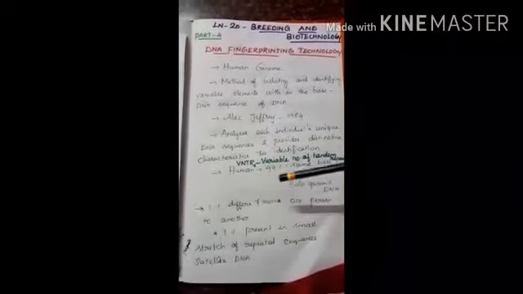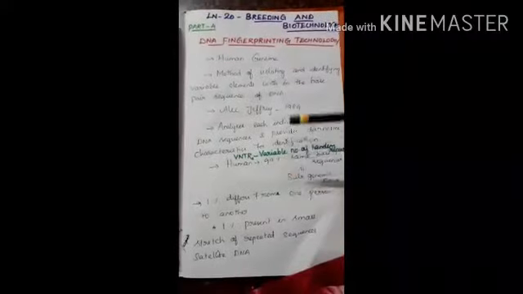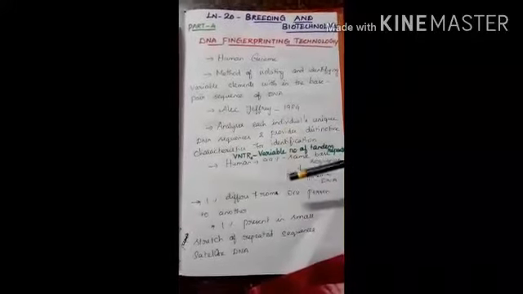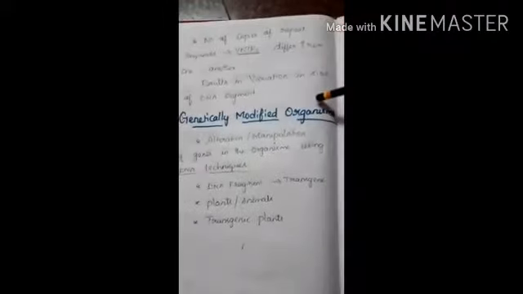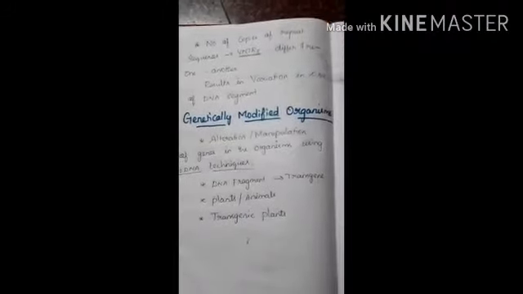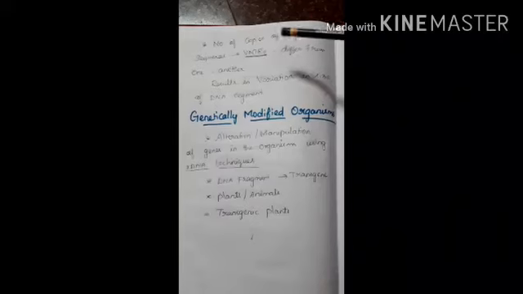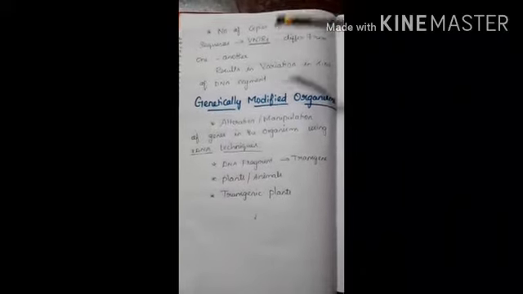Then the remaining 1% of the sequence differs from one person to another. That 1% is present in small stretches of repeated sequences. That is called satellite DNA. The number of copies of repeat sequences are called VNTRs. Already we discussed, that is variable number tandem repeats. It is different from one person to another person.